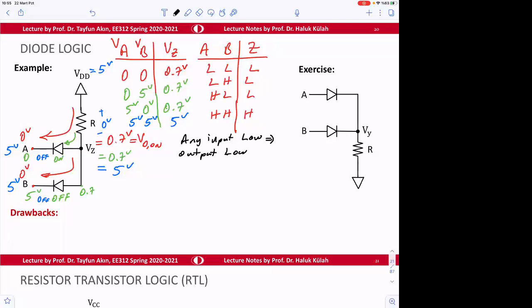All inputs high results in output high. Okay. So therefore, this is a NAND gate, basically. This is NAND circuit, okay, NAND gate. And this is this circuit.